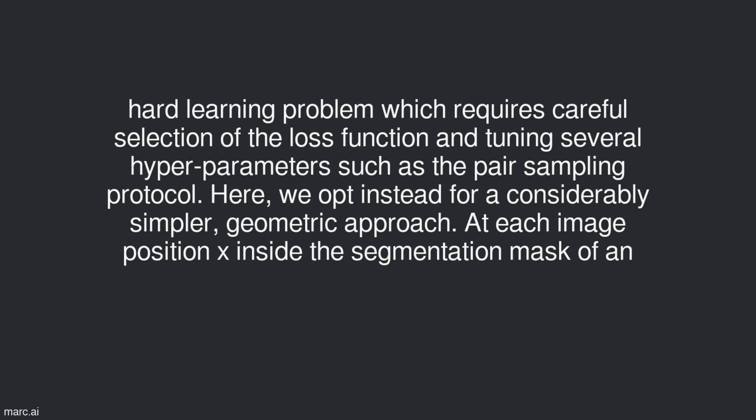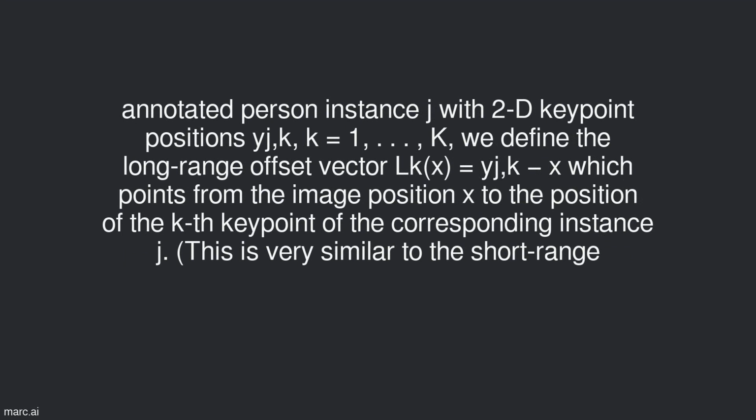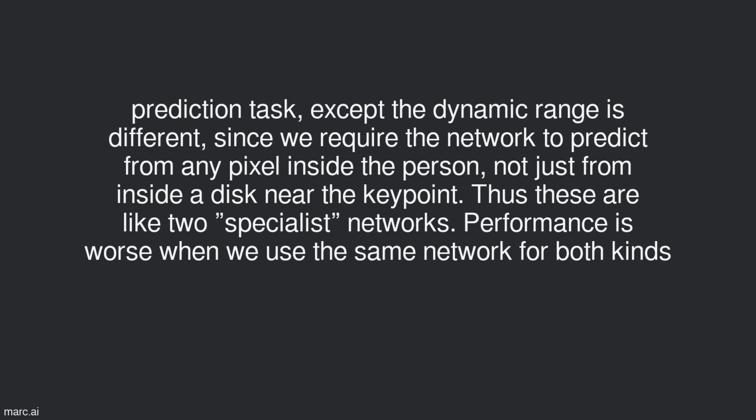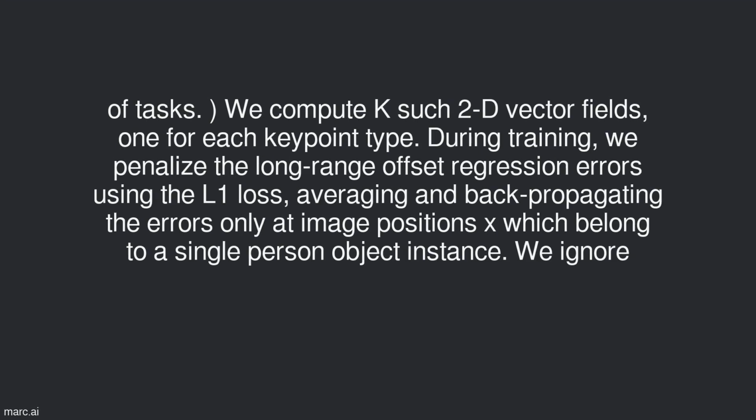At each image position x inside the segmentation mask of an annotated person instance j with 2D keypoint positions y_j,k, k equals 1, ..., K, we define the long-range offset vector L_k(x) equals y_j,k minus x, which points from the image position x to the position of the kth keypoint of the corresponding instance j. This is very similar to the short-range prediction task, except the dynamic range is different, since we require the network to predict from any pixel inside the person, not just from inside a disk near the keypoint. Thus these are like two specialist networks. Performance is worse when we use the same network for both kinds of tasks. We compute K such 2D vector fields, one for each keypoint type.